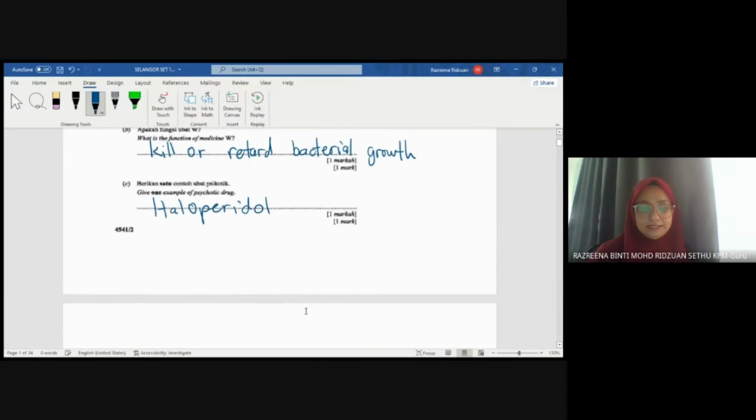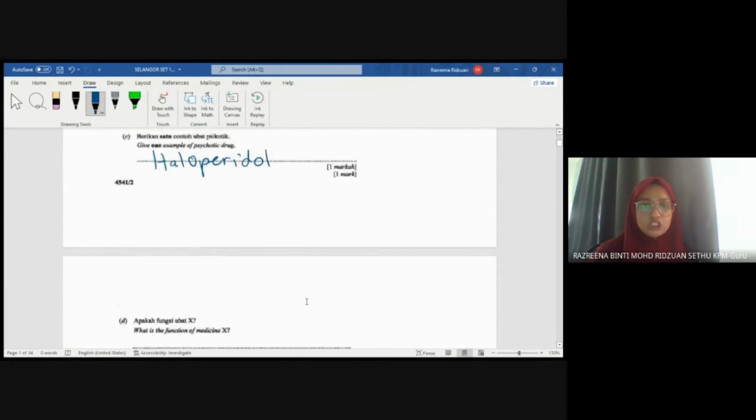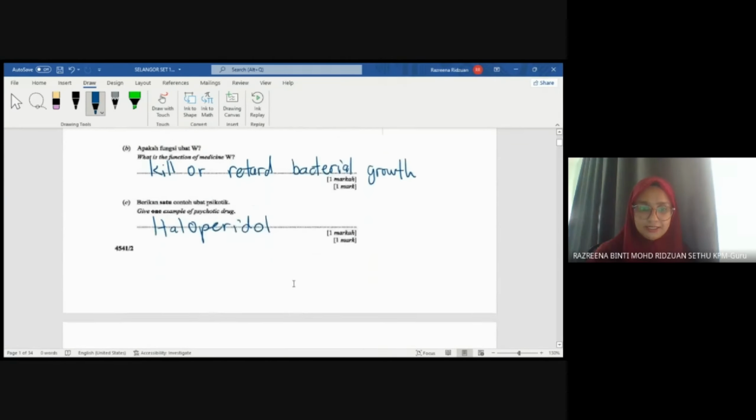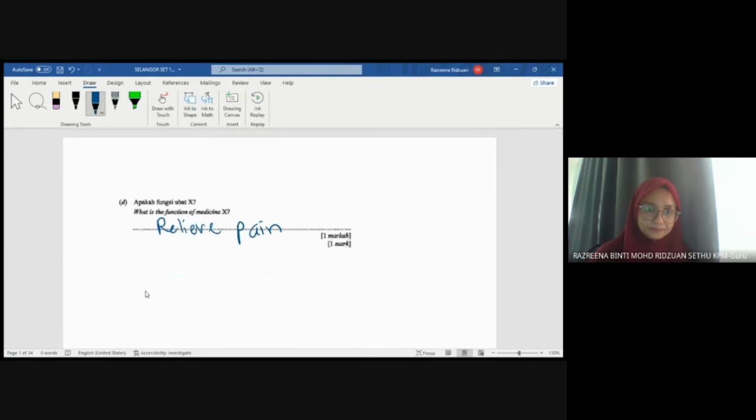Next, D, what is the function of medicine X? Medicine X here is analgesic. Very easy. We eat aspirin, we eat paracetamol for what? It is to relieve pain. Sometimes you can write other things, but the moment you write relieve pain, you already get your mark.